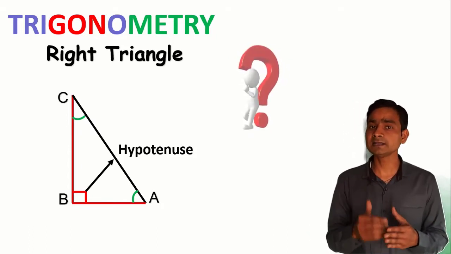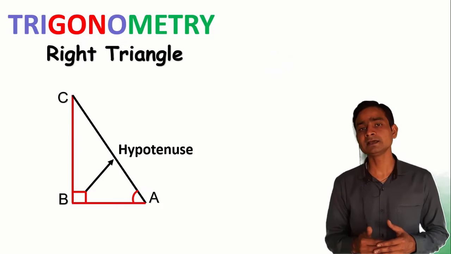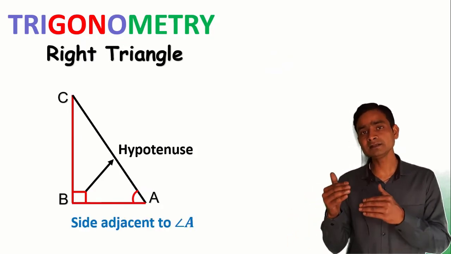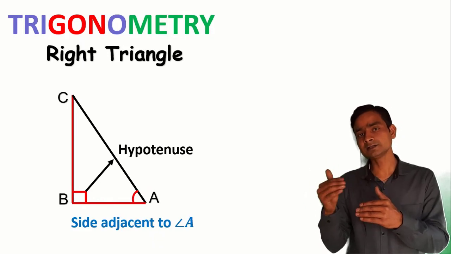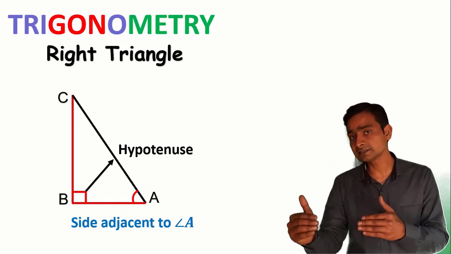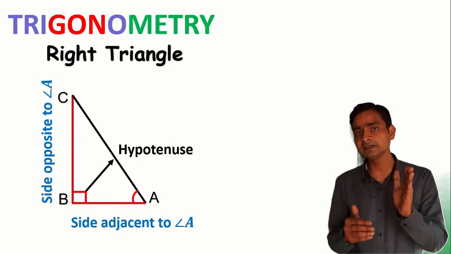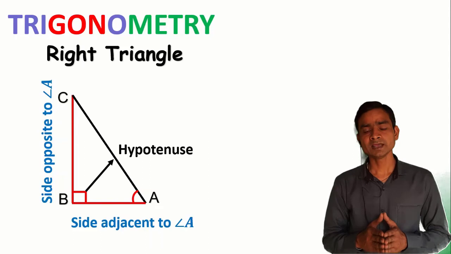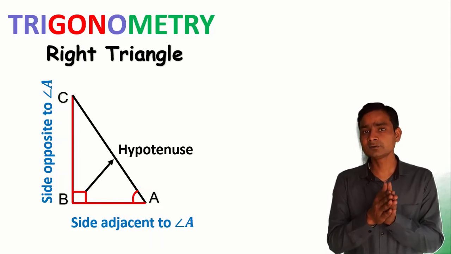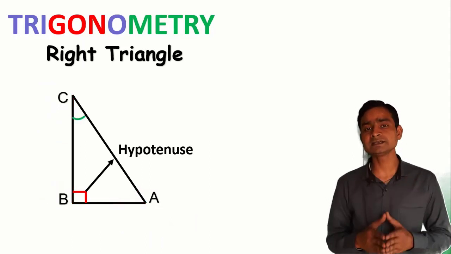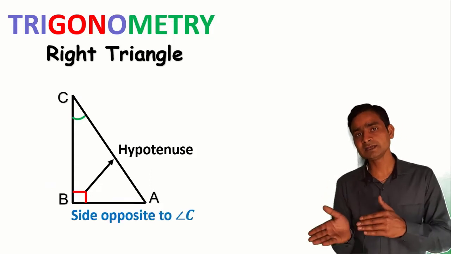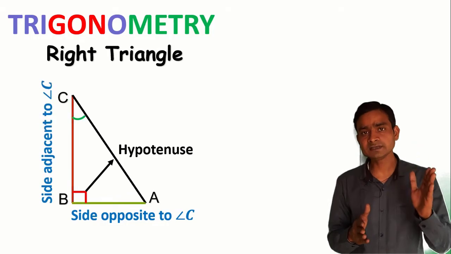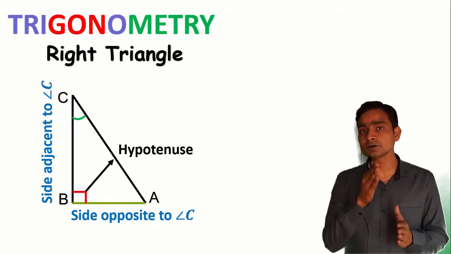Suppose we are defining these terms with respect to angle A, then the side AB is said to be the side adjacent to angle A because it is used to form the angle A. So this side is said to be the side adjacent to angle A and this side BC is said to be the side opposite to angle A. And if we define the terms for these two sides with respect to angle C, then this side AB is now said to be the side opposite to angle C and this side BC is said to be the side adjacent to angle C.